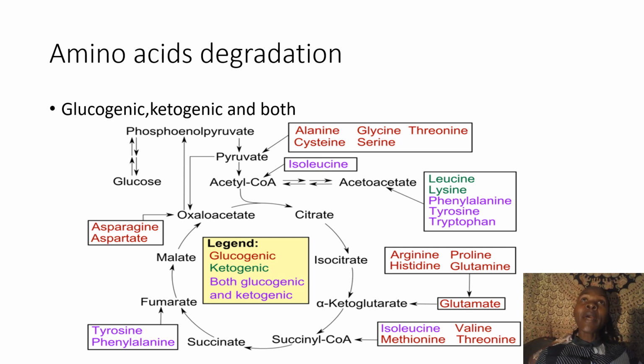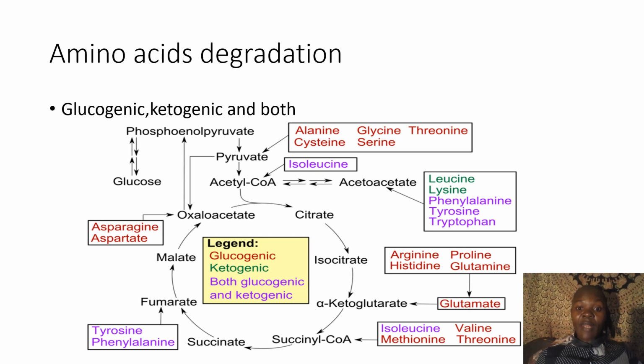Glutamine is the amide of glutamate. Glutaminase, which falls under the class of hydrolases, in the presence of water, will remove the amine group from glutamine. It will form glutamate. Glutamate will be converted to alpha-ketoglutarate, which is an intermediate of the TCA cycle. So they are defined as glucogenic amino acids.